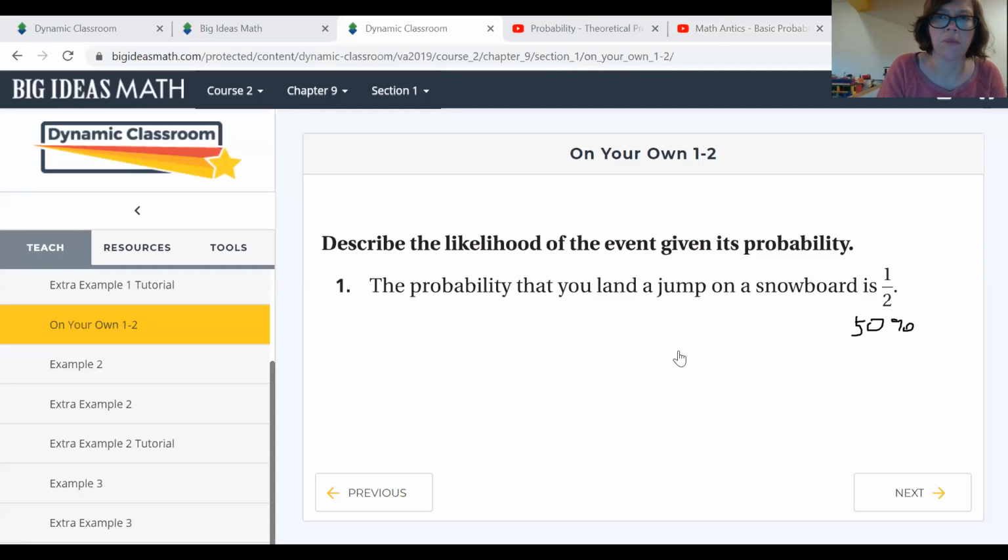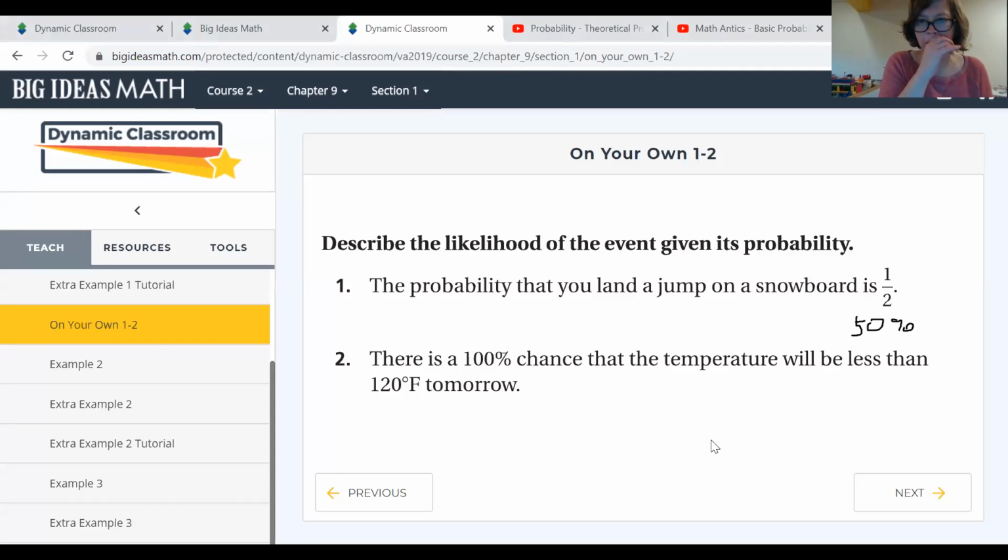All right, let's go ahead and look at problem 2, and then we'll check our answers, okay? All right, problem 2. There is a 100% chance that the temperature will be less than 120 degrees Fahrenheit tomorrow. So again, you're describing the likelihood of the event given its probability. So this time we have a probability of 100%, which we know is the same thing as 1 whole. So write down what you think the likelihood of that would be, and then we're going to go over it.